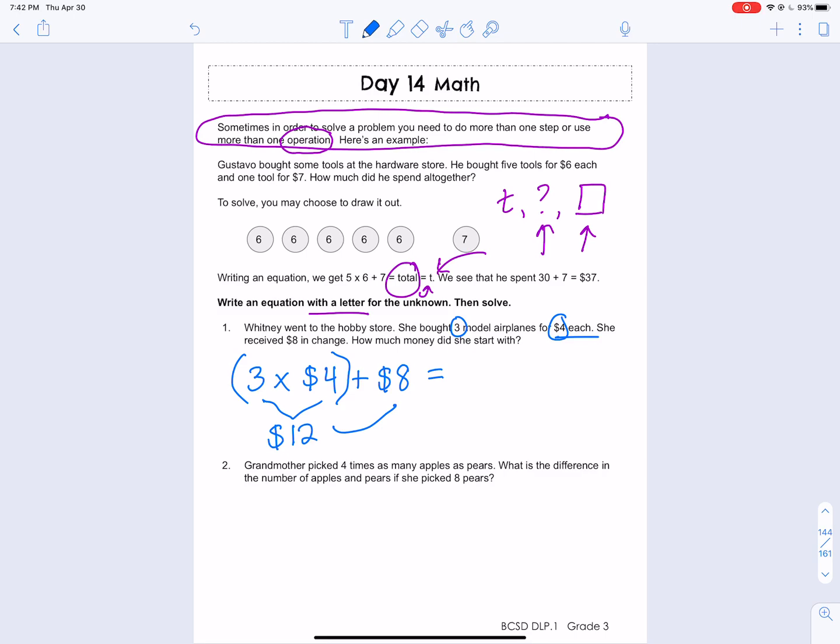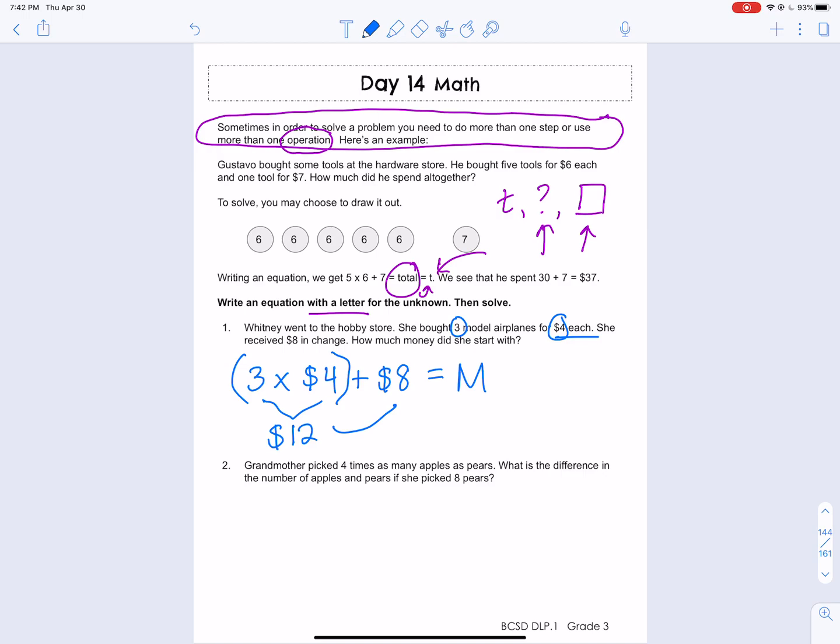And I can use any letter to represent this because this is the part that we don't know. This is the part that we have to solve. Since we're talking about money, why don't we just call it M? So M is our unknown in this case because we don't know how much money that she started off with, but we can solve it because we just wrote an expression for this. And now we're going to solve that expression.